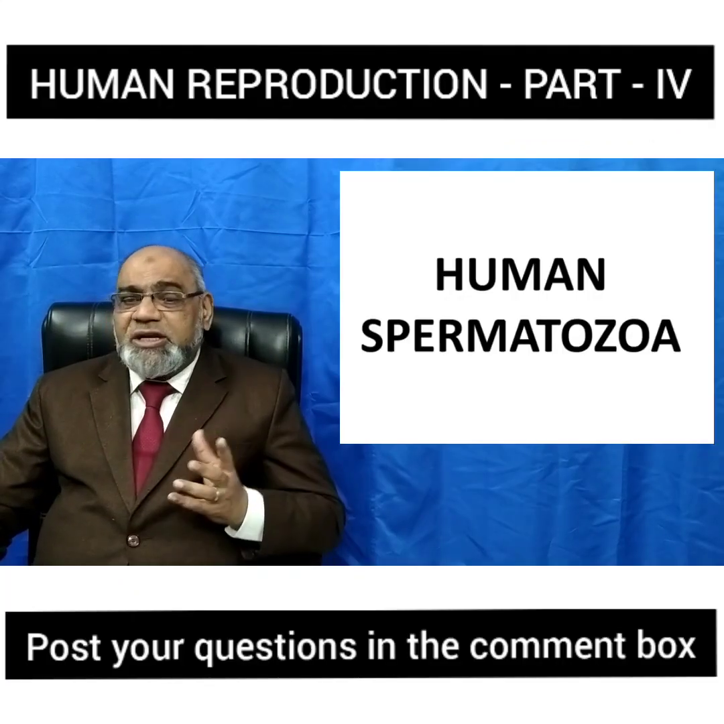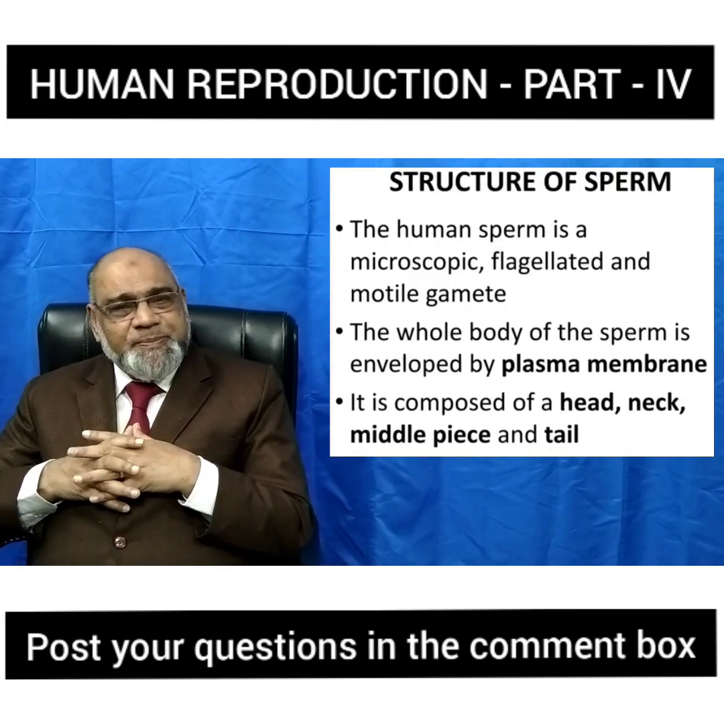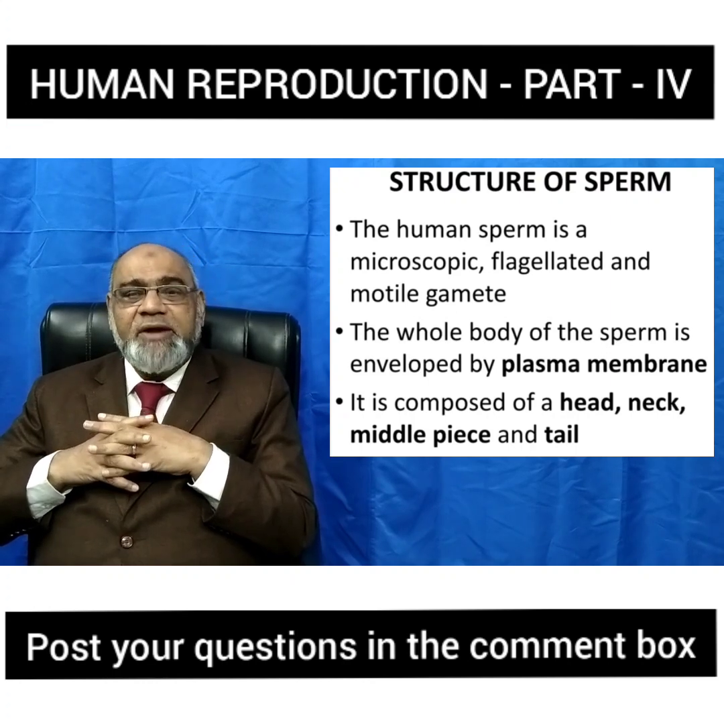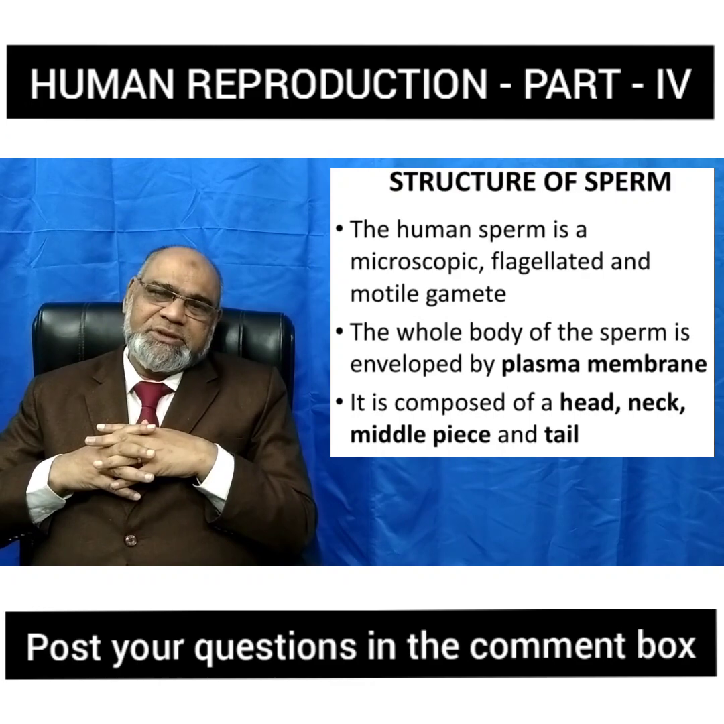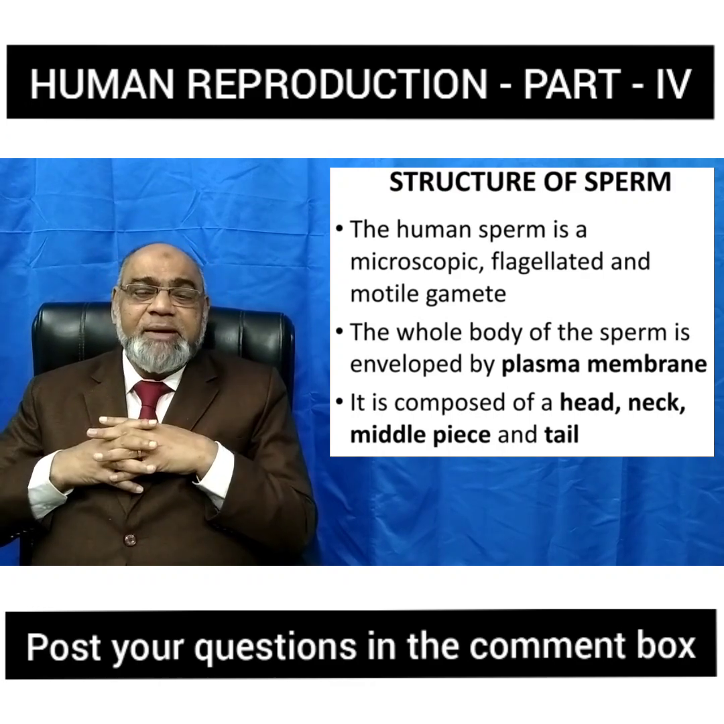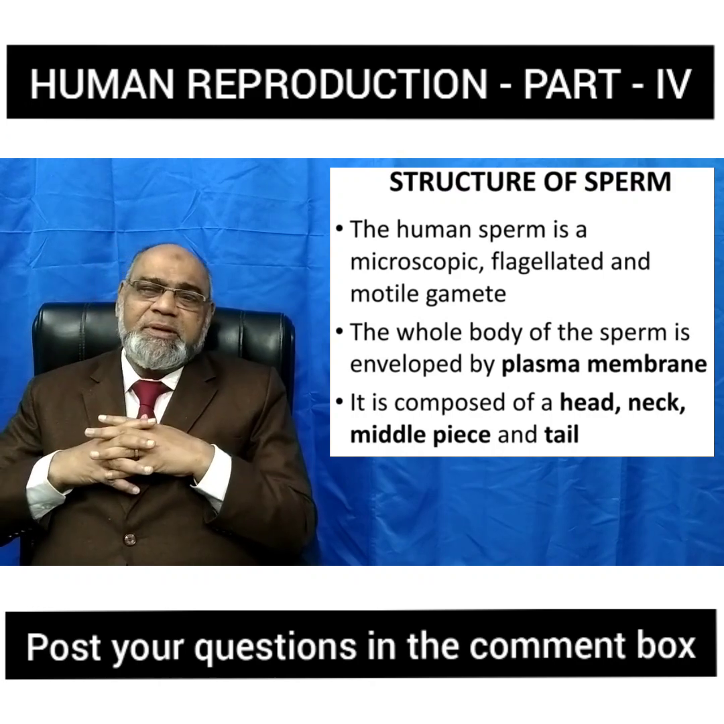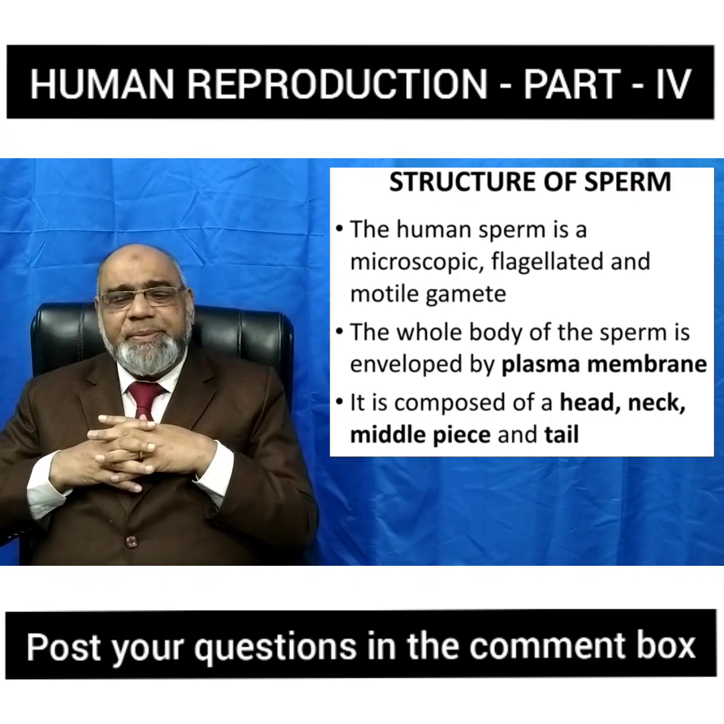Now, what is the structure of spermatozoa? How does it look? A human sperm is microscopic. It has to be seen only under the microscope. It is flagellated. It is motile. It is a motile gamete. And the whole body of the sperm is covered by a membrane. That membrane is called the plasma membrane.